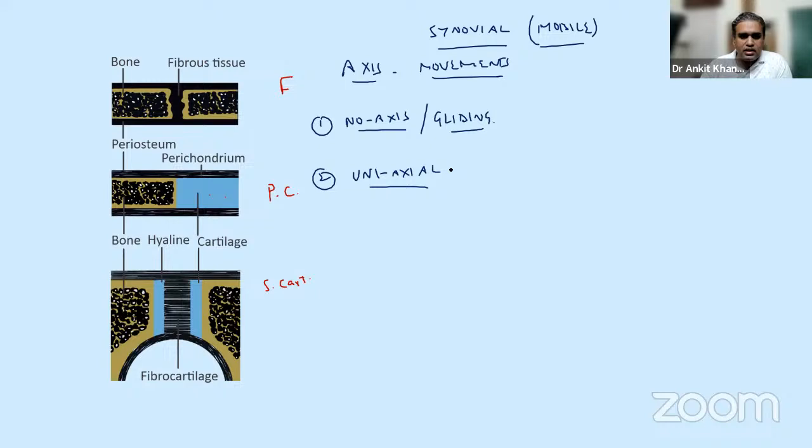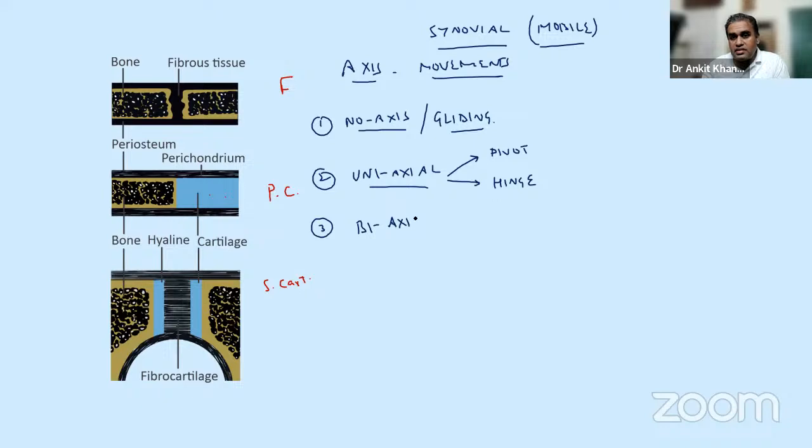Here, two varieties will come. These two varieties will be a pivot joint, like rotation, and will be your hinge joint. Pivot and hinge joint. Hinge, as I told you, the example of elbow. Pivot is rotation, so it is moving in a vertical axis. This is uniaxial joint. The third classification will be biaxial.